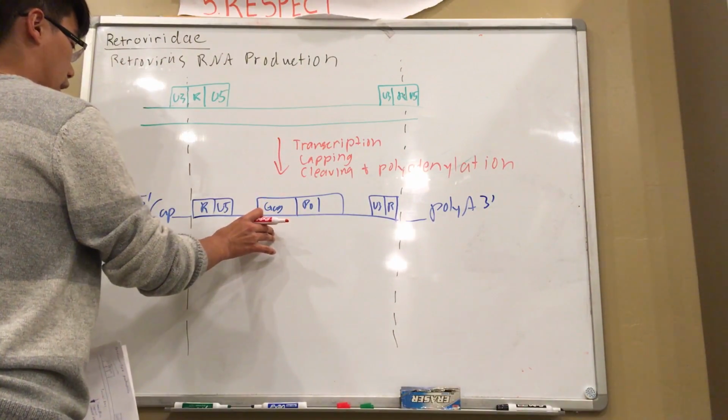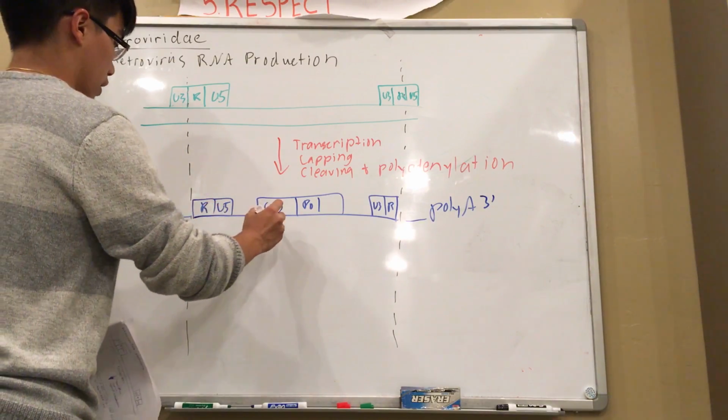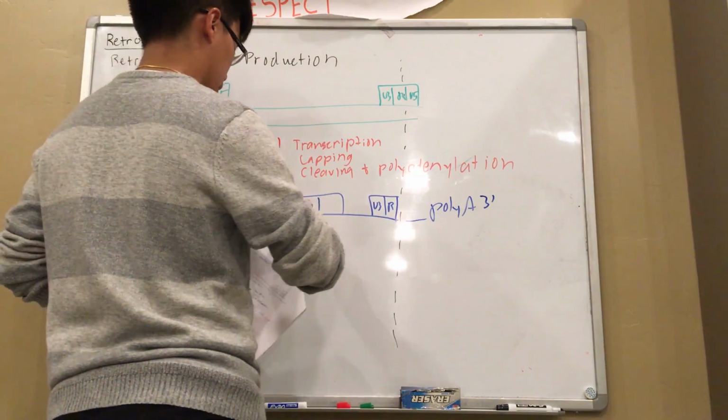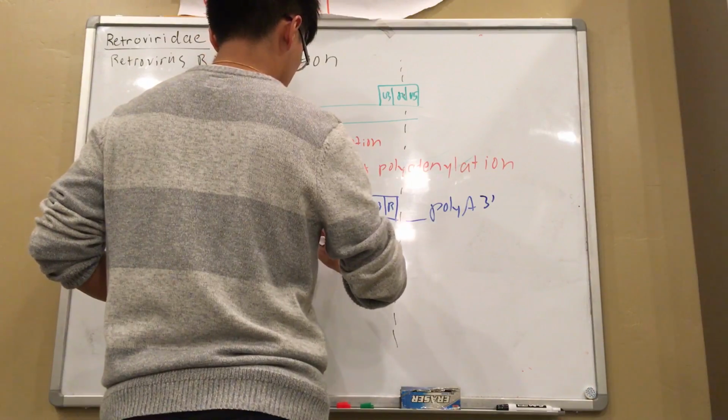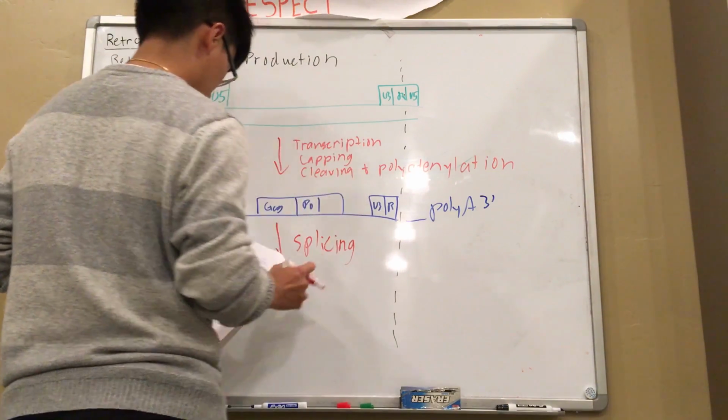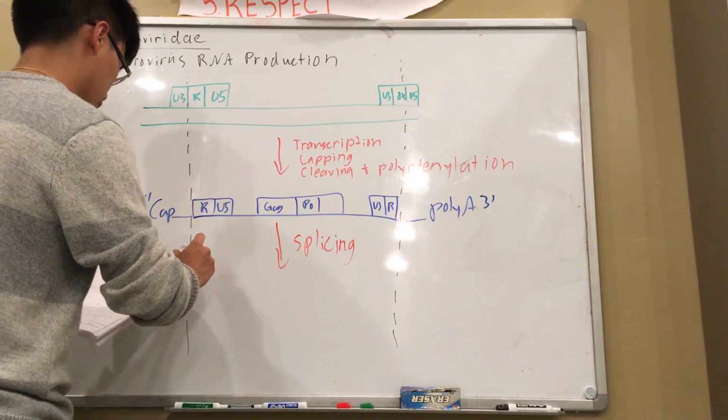So this can later on be used to assemble the virus. But when it's making protein, it has to use this. Yeah, splicing. Some of the RNA that's transcribed is spliced.